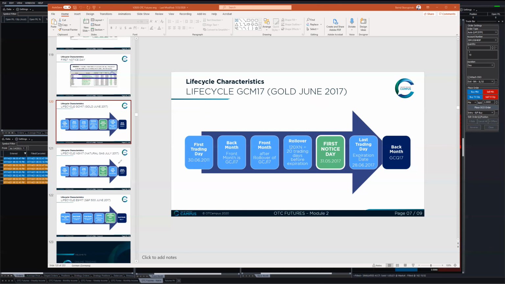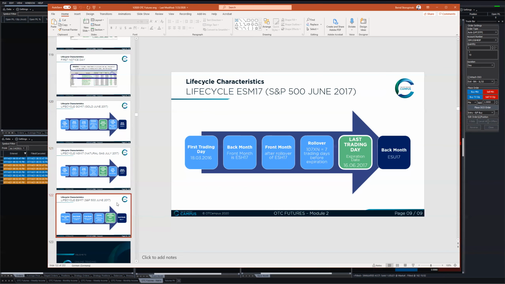Clear all drawings. And in natural gas, for instance, you have a first notice day as well, but still here the last trading day is before the first notice day. And on S&P 500, for instance, you don't have a first notice day at all. You have only last trading day. So of course you roll over before the last trading day.